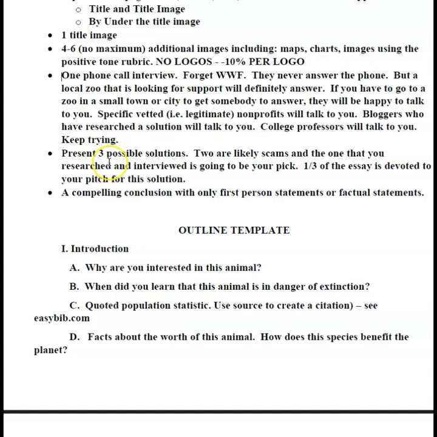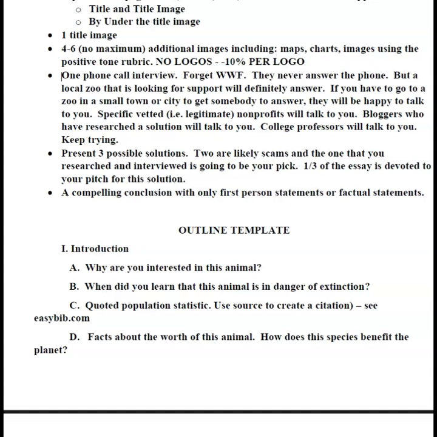Now, as we said, we're going to look at 3 possible solutions. 2 are likely scams or completely ineffective, and the third one is your favorite pick. I'm going to show you the outline in a second. And finally, a compelling conclusion with only first-person statements or factual statements. Only first person. Never in this entire essay does the writer include the words you, we all, it's up to us, our, they, them. Make sure this is an essay about you and what you intend to do.